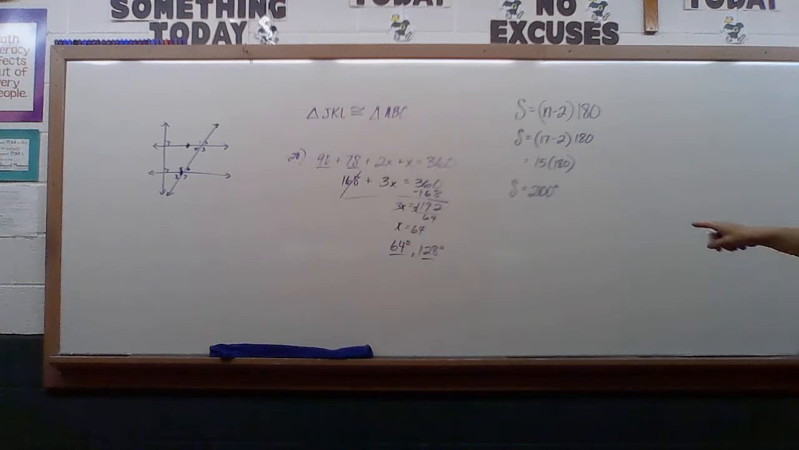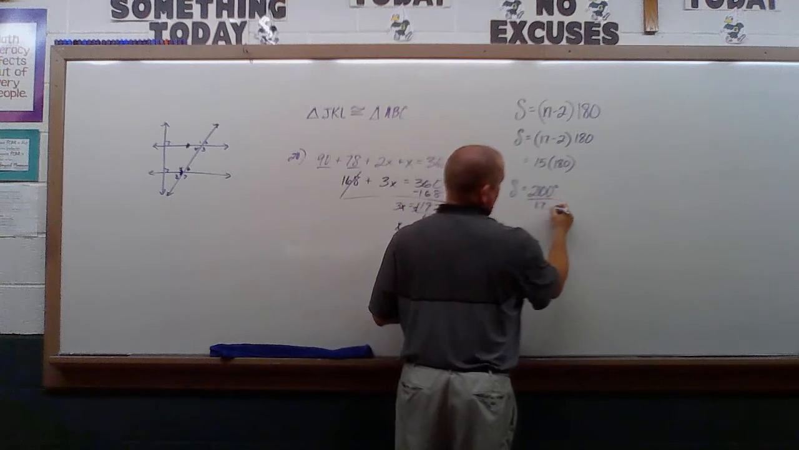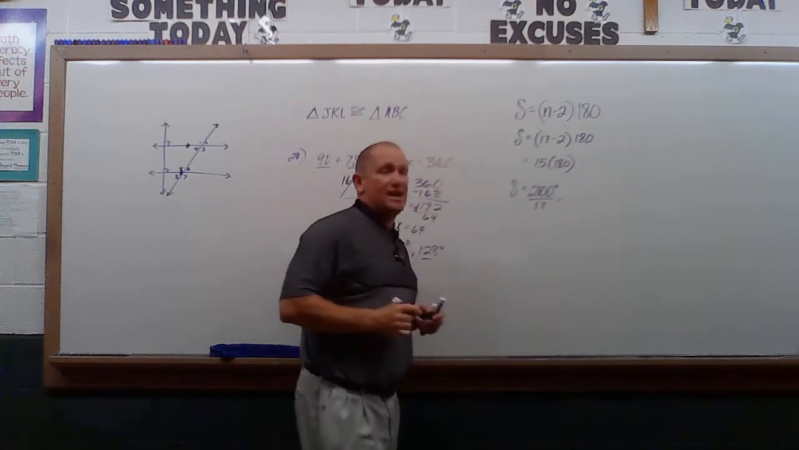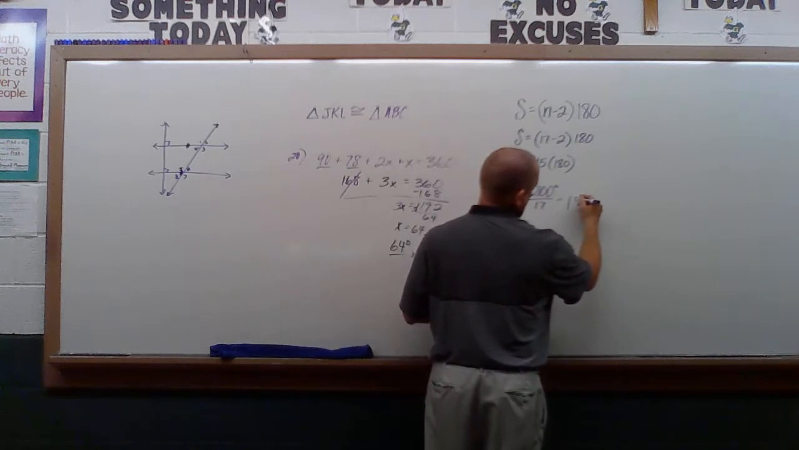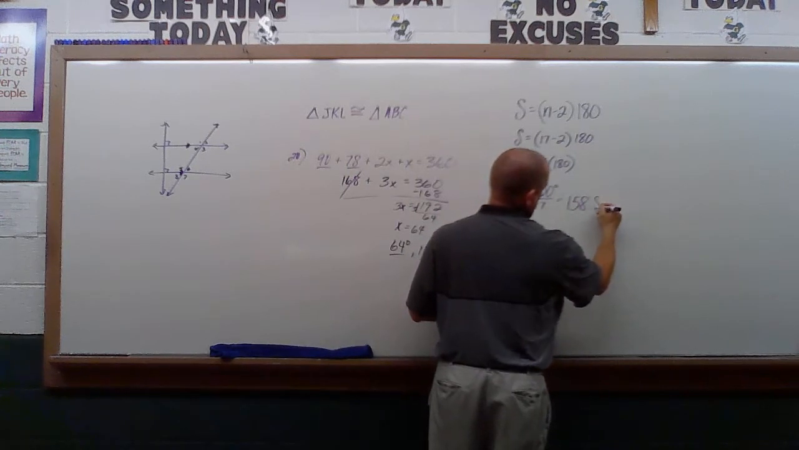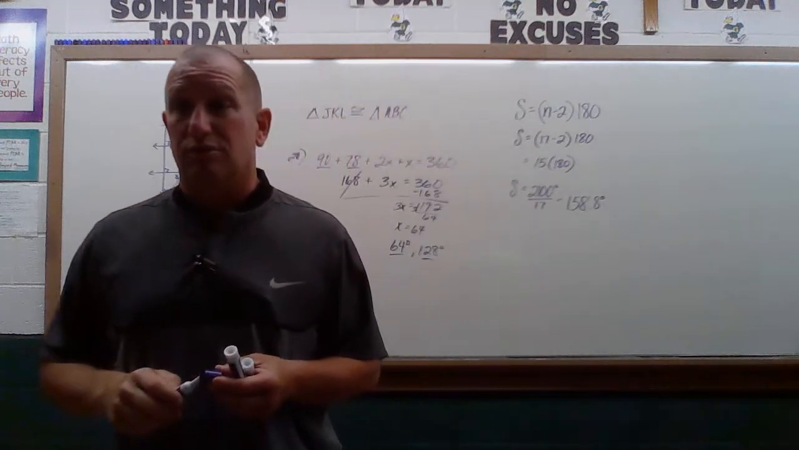what do I have to do to this? Divide by the number of sides. So 2,700 divided by 17, what do we get? 158.8, if you're going to remember. And then just make sure that you read the directions to see what you round to.